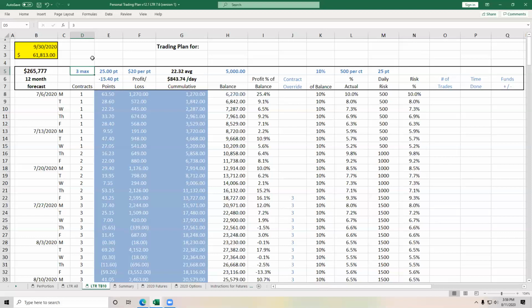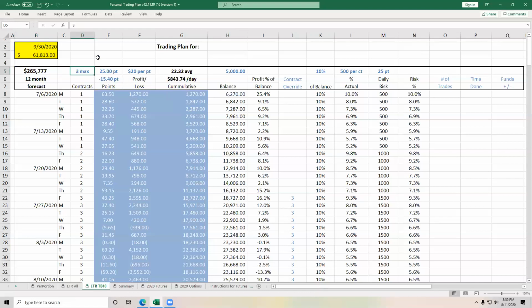So if I average 22.3 points a day and break that down to, I'm going to win at 25 points and I'm going to lose at 15.4 points, and I'm going to win 4 days a week on average, and I'm going to lose 1 day a week on average, and I trade no more than 3 contracts, that tells me that I could grow my account by $265,000. So that's a potential income of $265,000, and we started with a $5,000 balance.